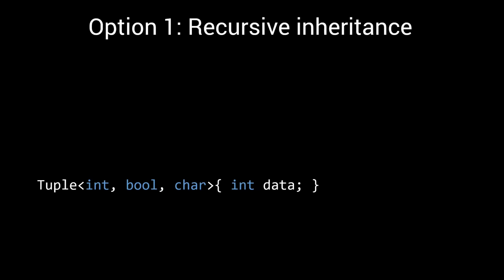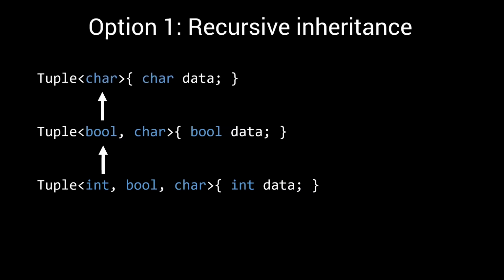In this approach, a tuple is only responsible for its first element. The rest of the elements are handled by the recursive base classes. In this example, where we have a tuple of int bool char, this class would have a data member to store the int element. To also store the other elements, it will inherit from a tuple of bool char. This tuple, in turn, will have a data element for the bool, and it itself will inherit from a tuple of char to store the last element.